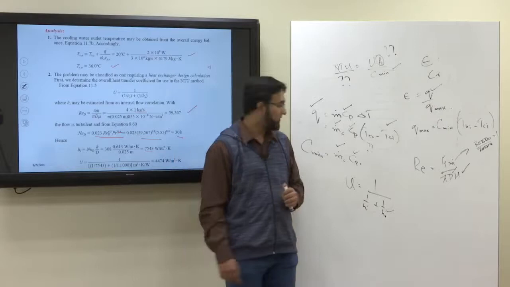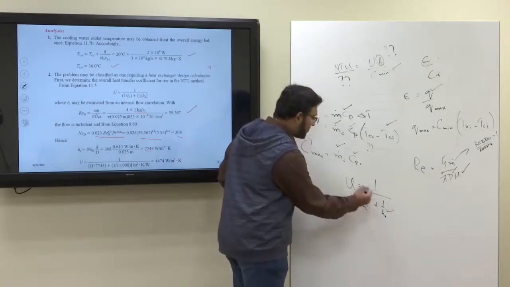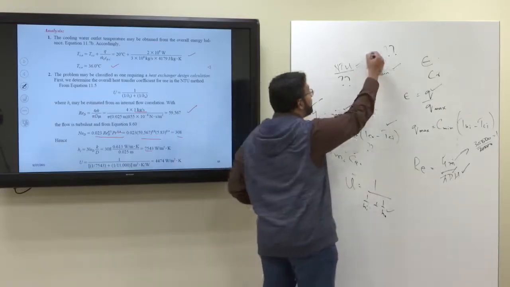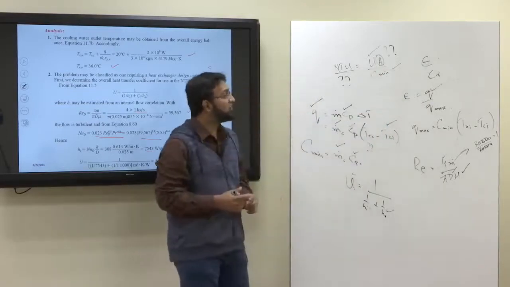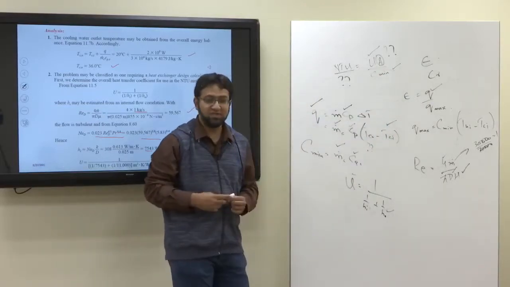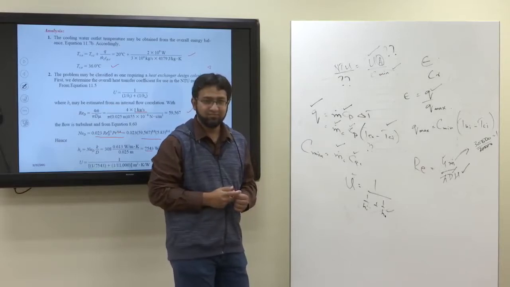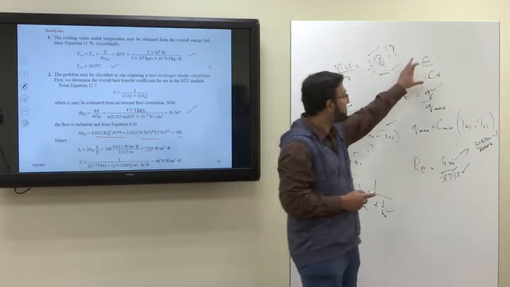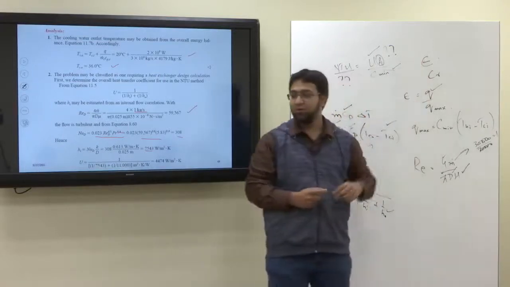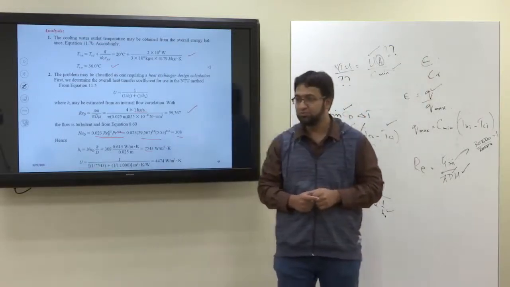Is it clear? So now you know U. Once you know U, now you know C minimum. If you know NTU, you can find what is A. From the effectiveness we can find NTU. So now you need to know effectiveness and CR in order to find NTU.